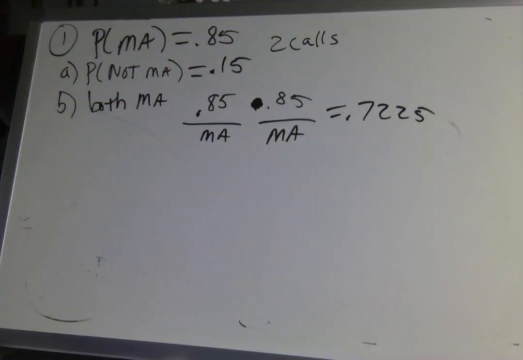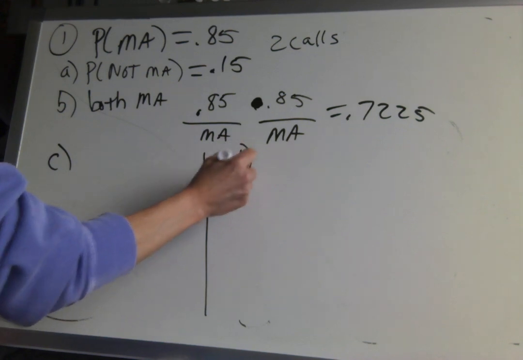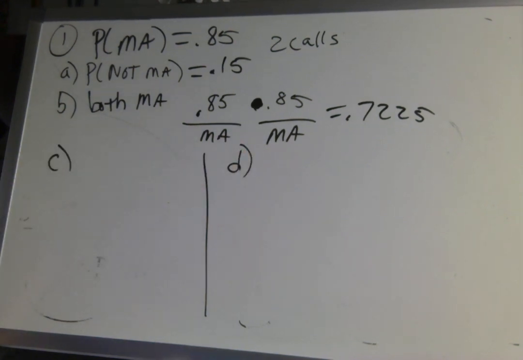But you can put that into your calculator, right? 0.7225. Okay. Part C and D, I actually want to do at the same time. Read C and D. They're very similar. Make sure you can catch the difference.